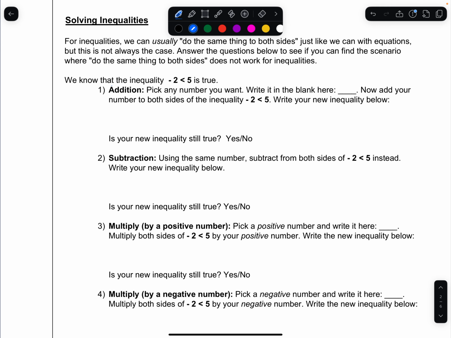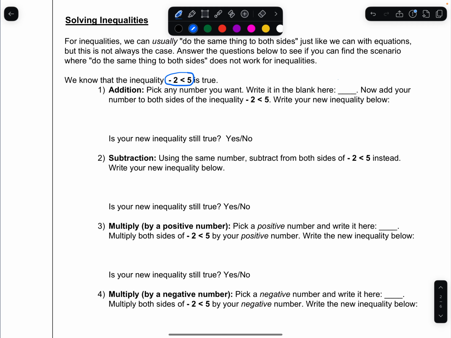Let's do this activity together. I hope you all would agree with me that this inequality is true. Negative 2 is definitely less than 5. Negative 2 is a negative number. 5 is positive, so negative 2's got to be less than 5, right? Let's check addition. Can we add the same thing to both sides and still get a true statement?